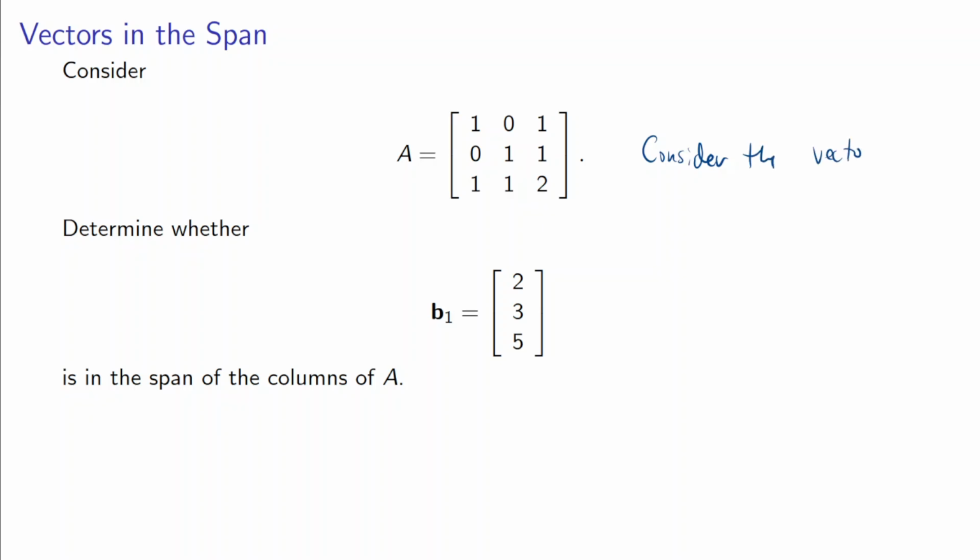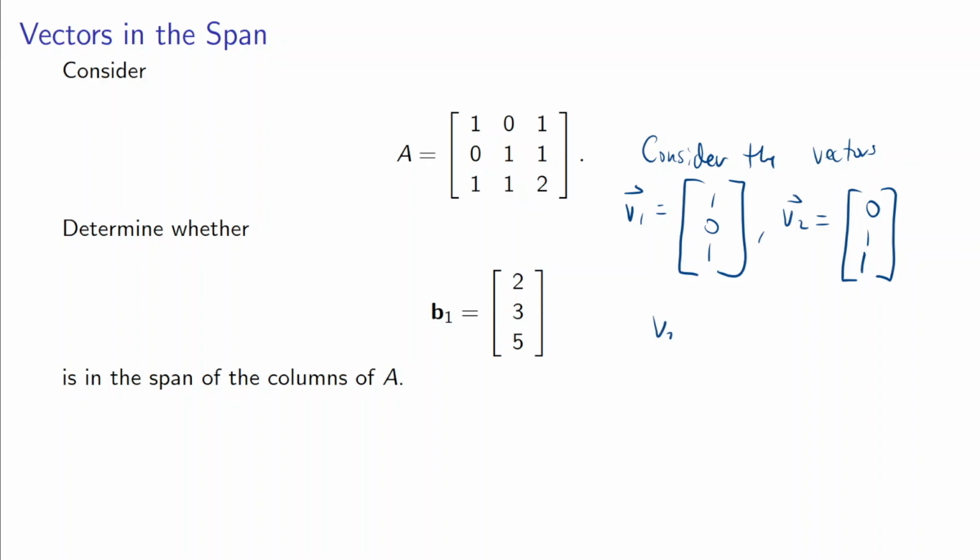the vectors v1 equals (1, 0, 1), v2 equals, just writing out the columns of A as vectors, (0, 1, 1), v3 equals (1, 1, 2). And then we could have asked equivalently, is b1 in the span of these vectors? So two ways of asking that question, one relating to the columns of a matrix, the other going back to just a set of vectors.